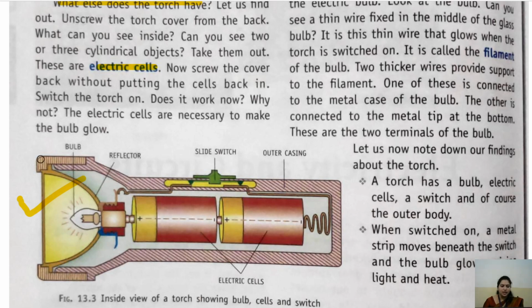So we have seen that the torch has an outer casing or outer covering. Then we have seen in the front, we have a reflector, we have a bulb, that also we have seen. Then there is an attaching point here. Here there is a certain filament present. Then we have these two batteries or cells.